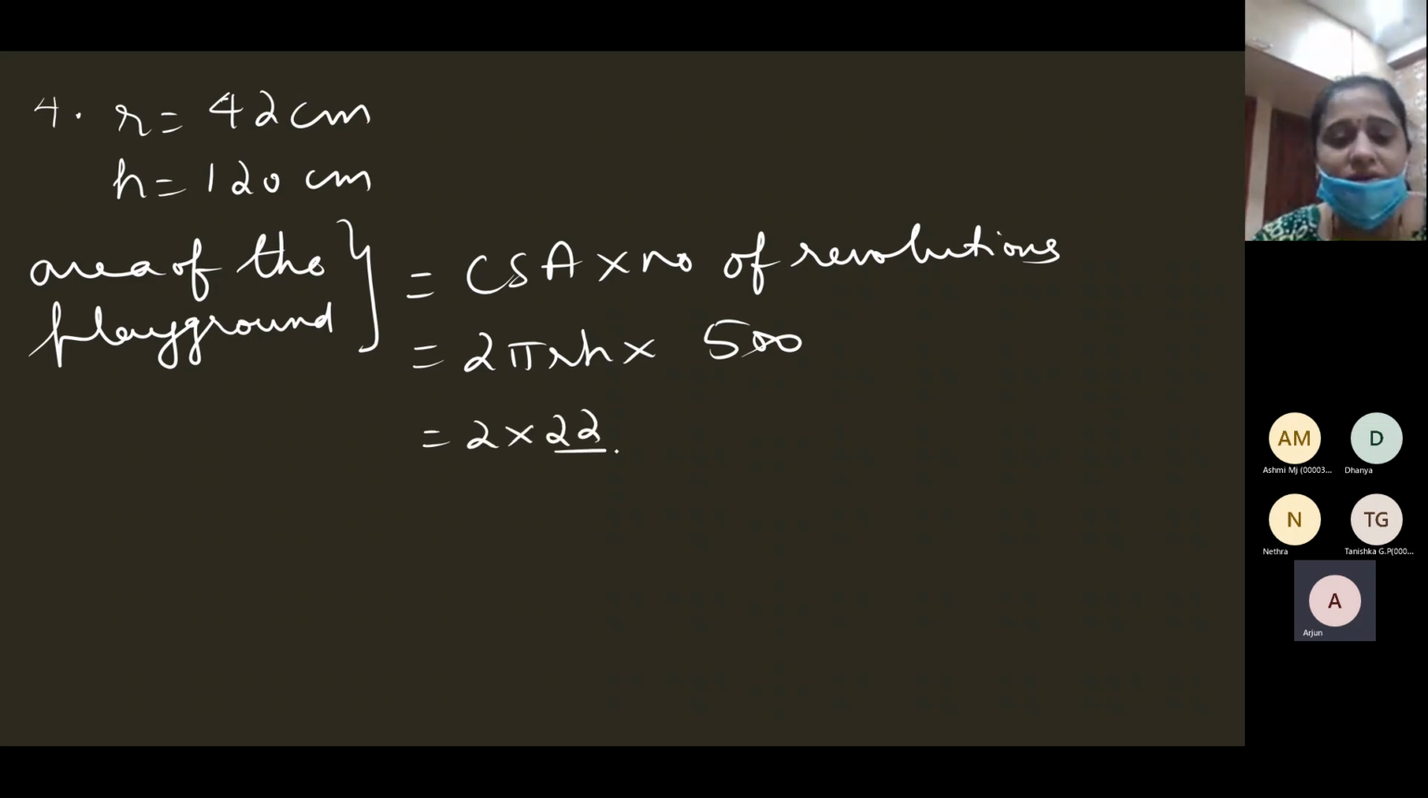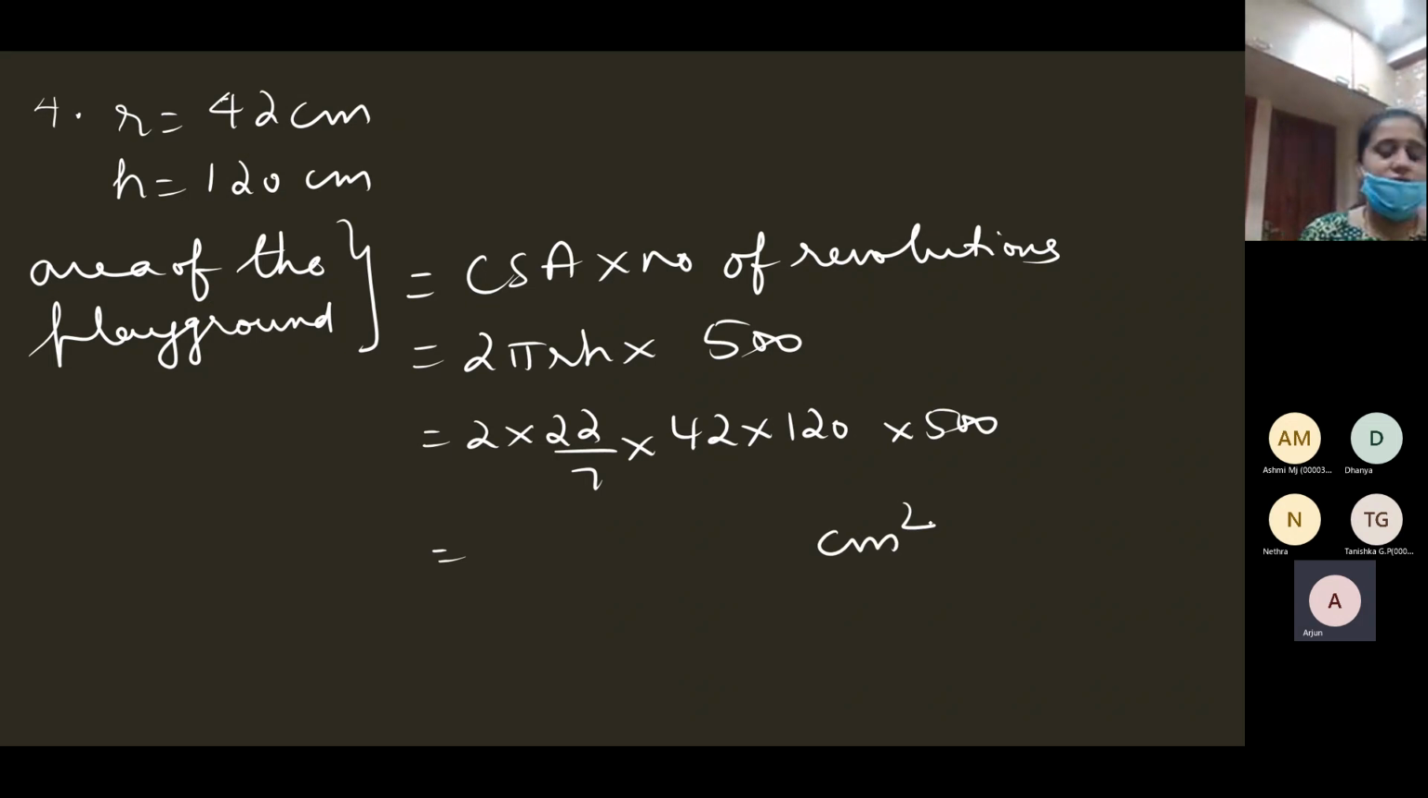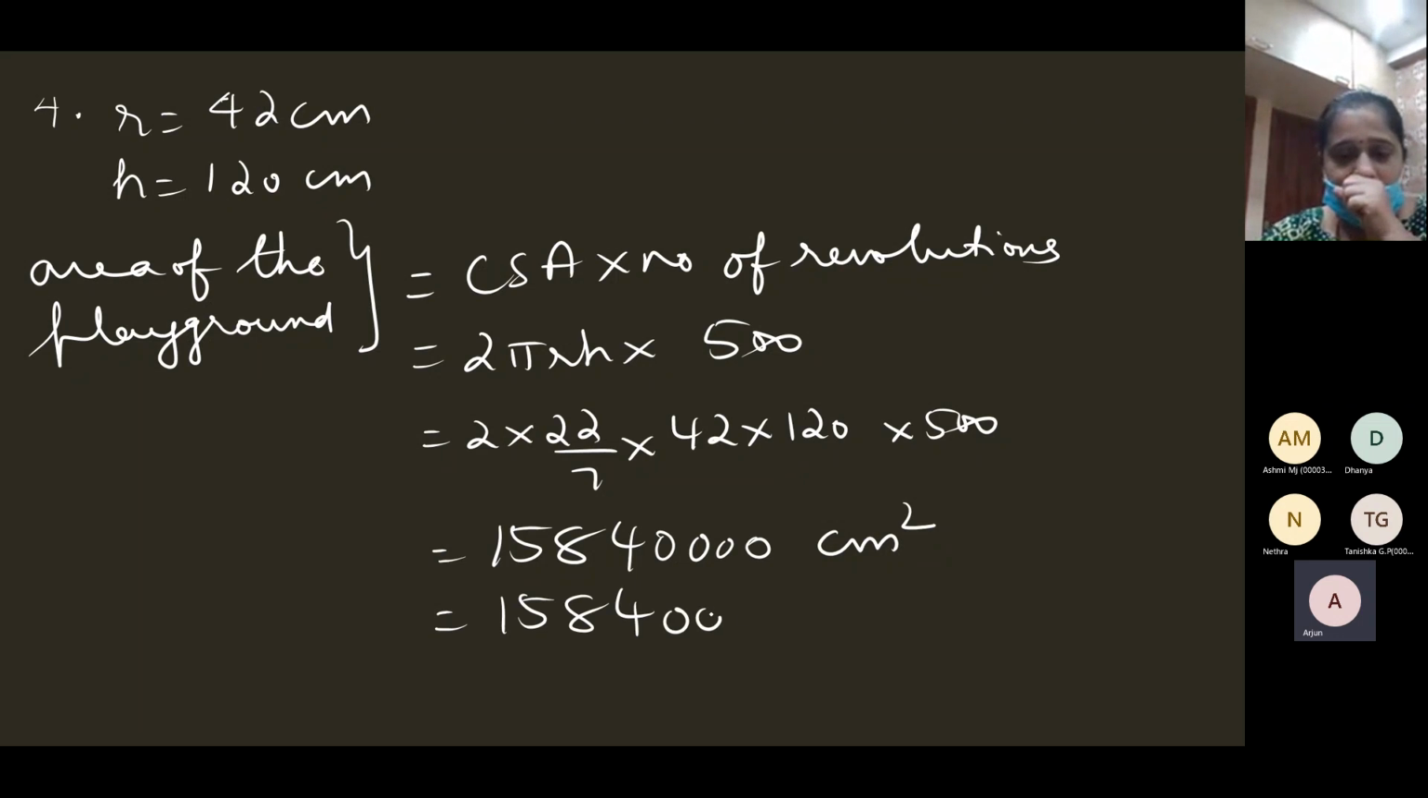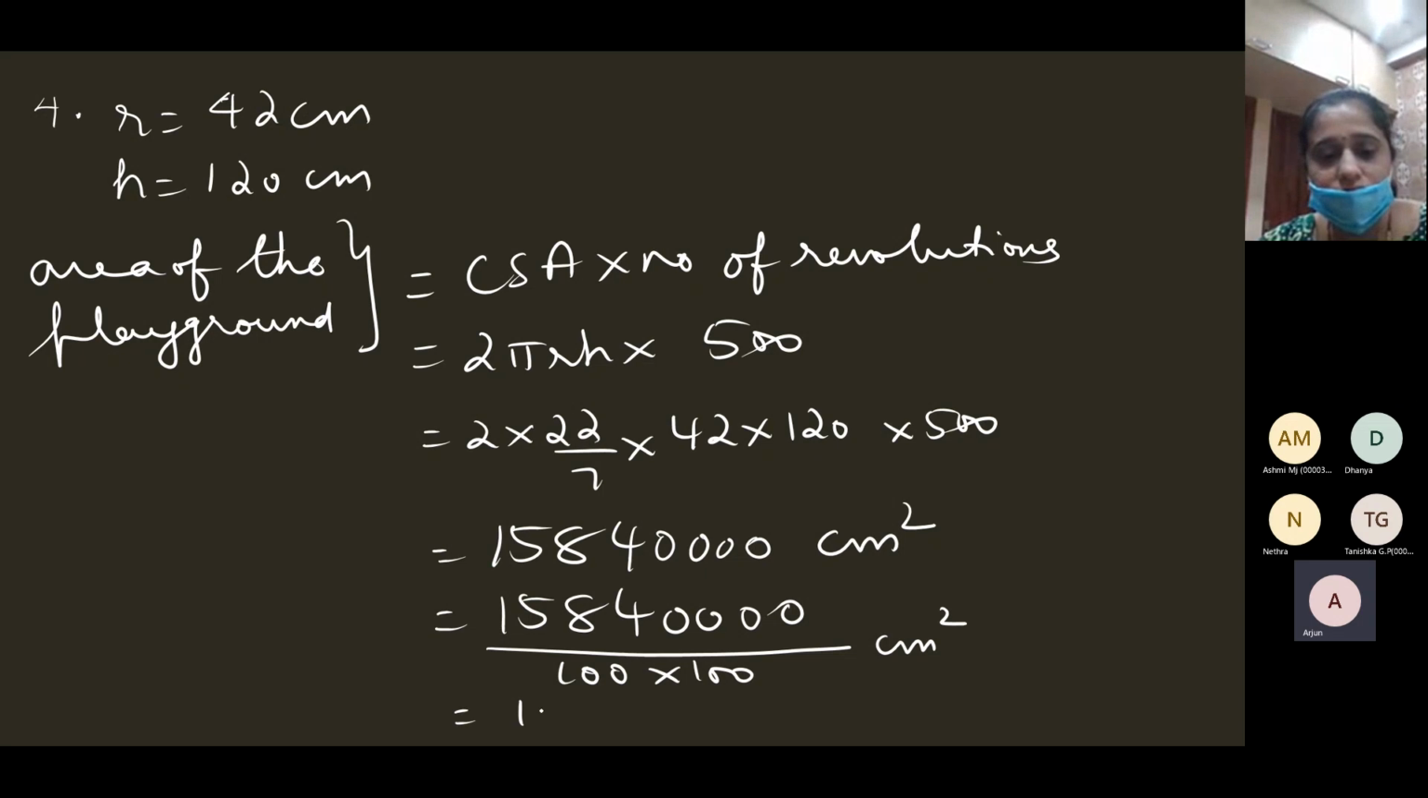Write down, children. I need to drink some water. Please write down. But I think you have to find the answer in meter square. Yes, children. So CSA into number of revolutions will be the area of the playground.